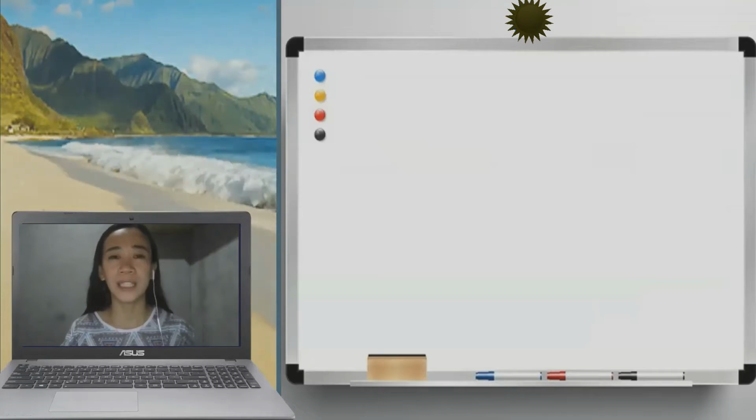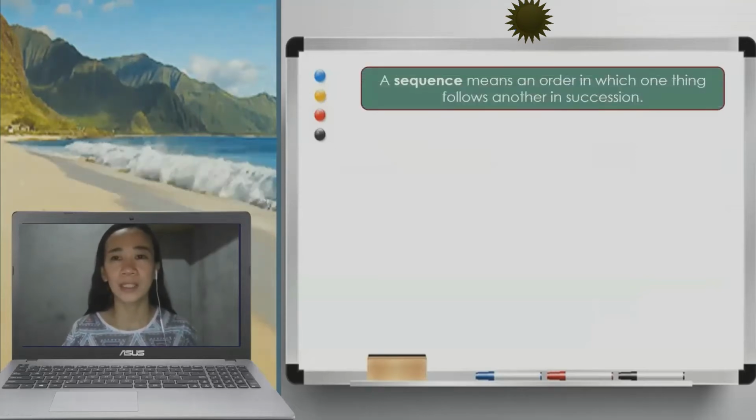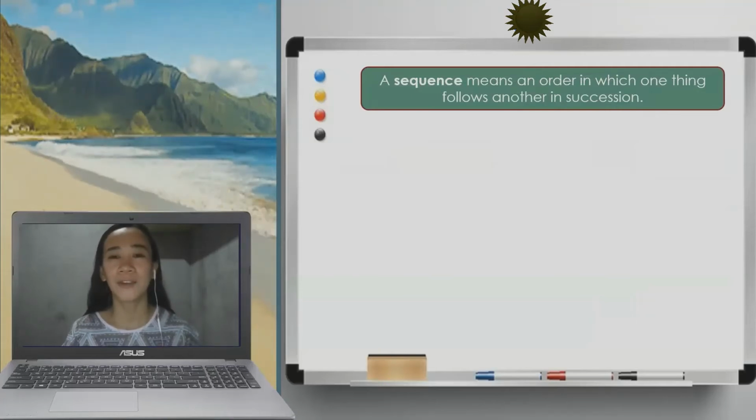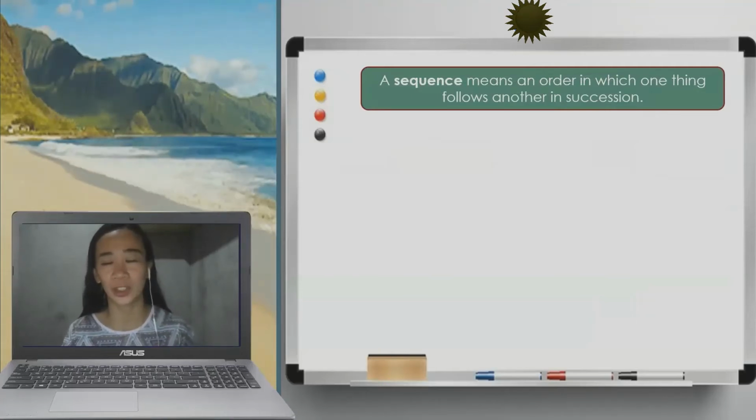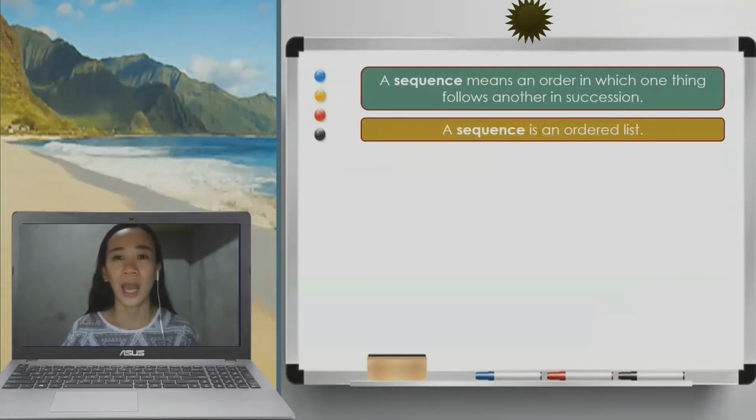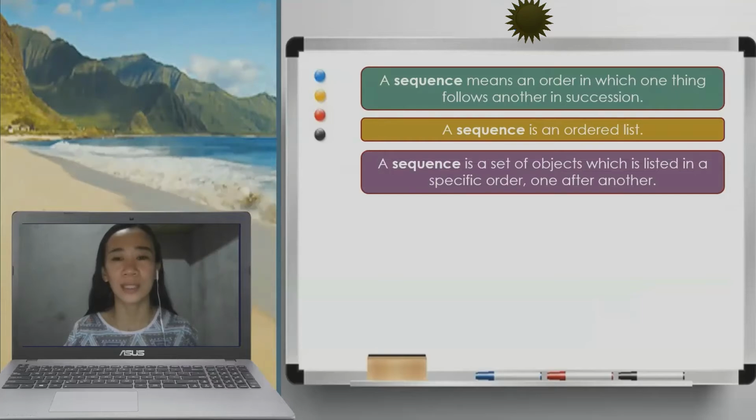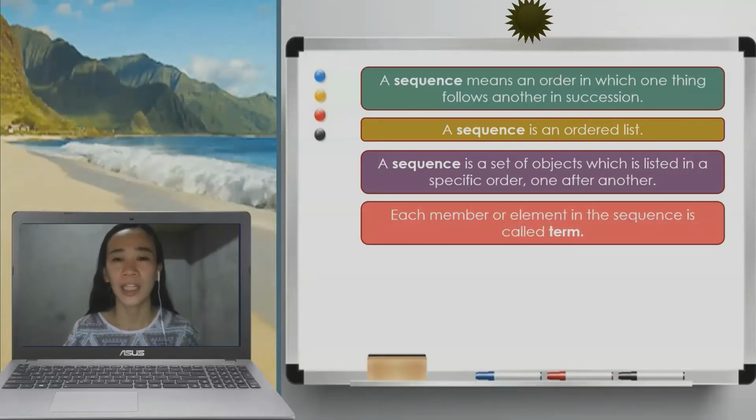What do we mean by sequence? A sequence means an order in which one thing follows another in succession. Just like the previous exercise, it is a sequence. It is following another in succession. A sequence is an ordered list. Also, a sequence is a set of objects which is listed in a specific order, one after another. Each member or element in the sequence is called a term.